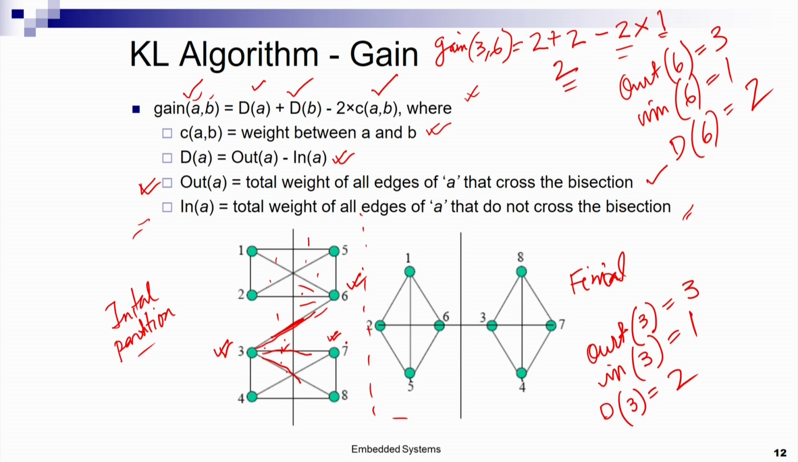Similarly, the edge 6 to A is in out of 6, and when it goes to the other side of the partition, this 6 to 2 and 6 to 1, these edges move to in of 6, but 3 to 6 does not move to in of 6, it still remains in out of 6. This edge 3 to 6 has been taken twice, once in the calculation of d of 6 and once in the calculation of d of 3. So, therefore, we have to subtract it twice. So, the essential gain is 2, which is 2 plus 2 minus 2. This is how we calculate gain.